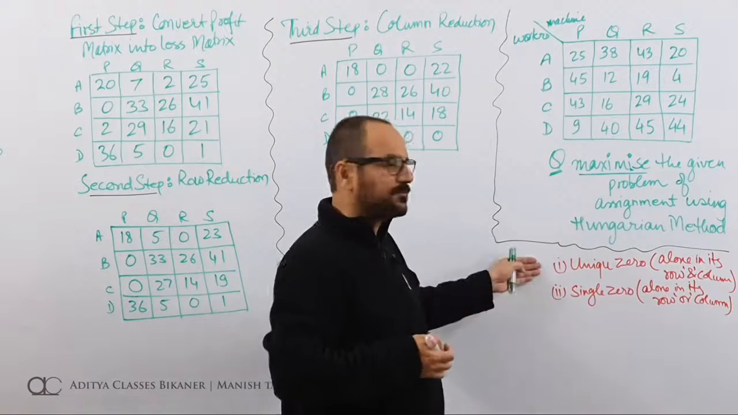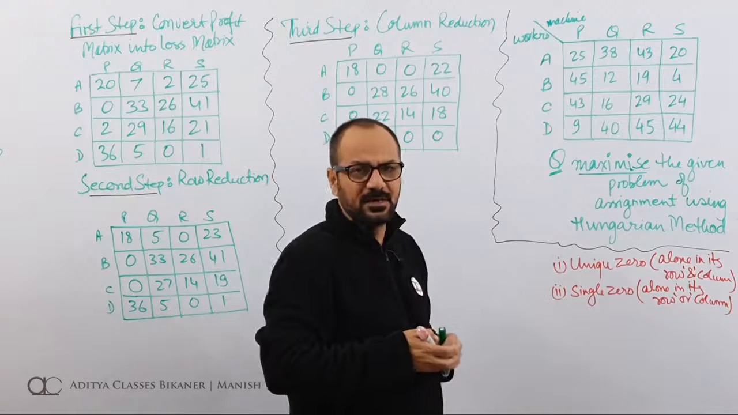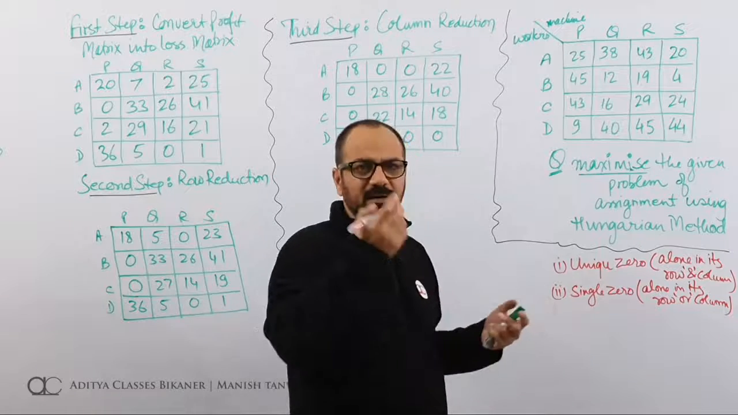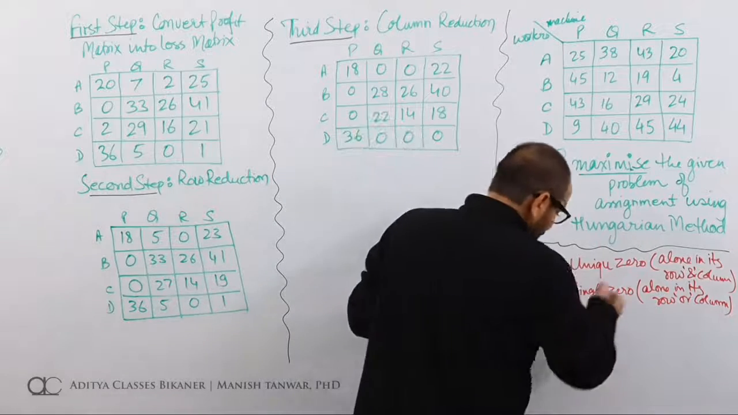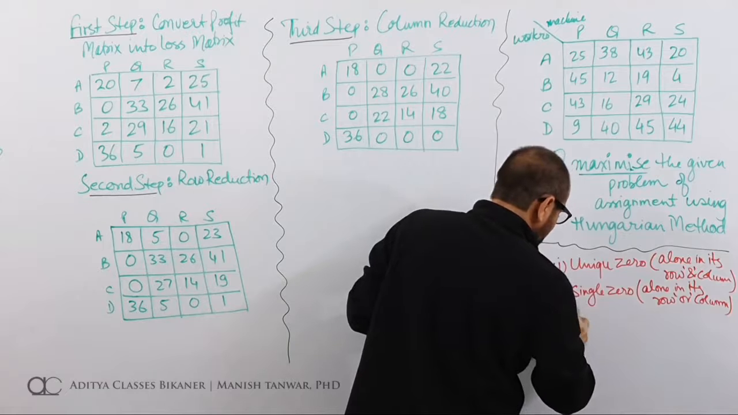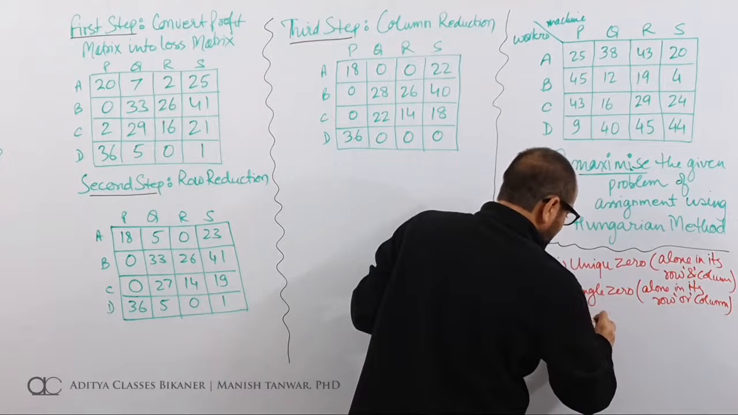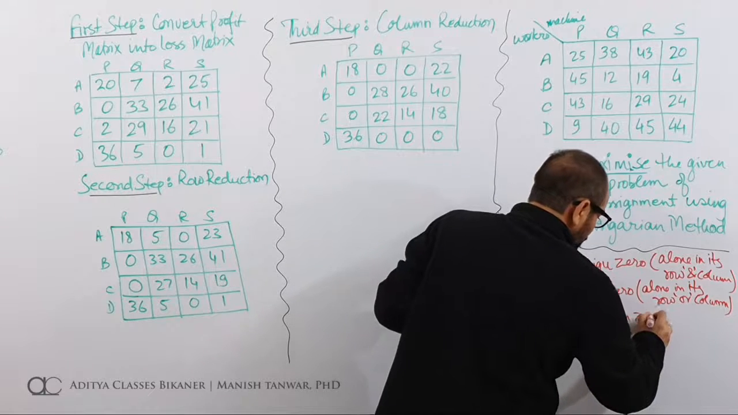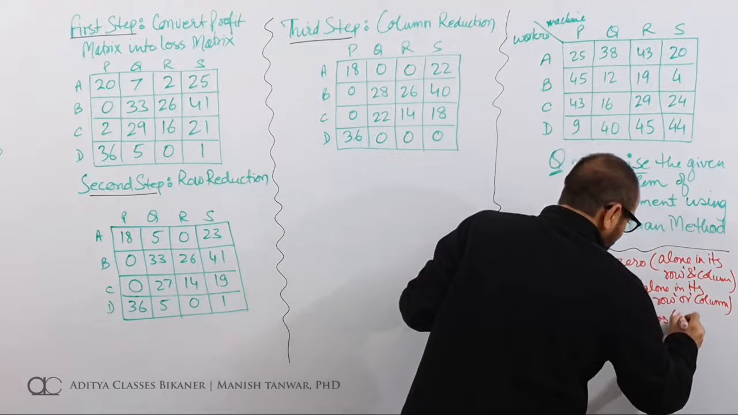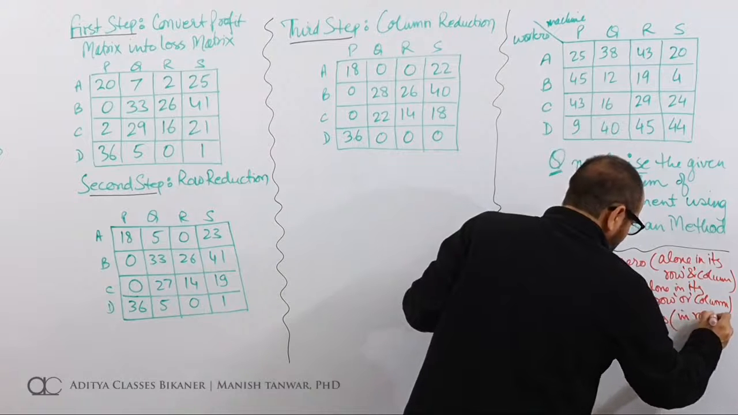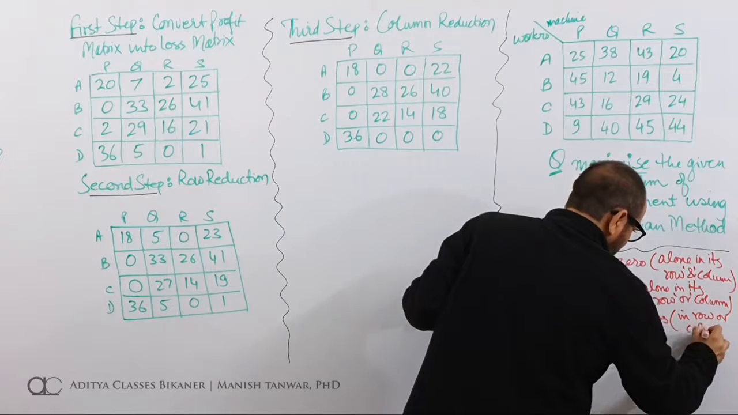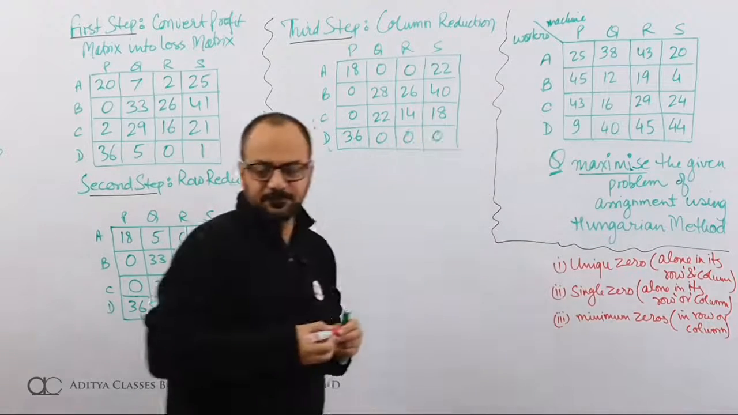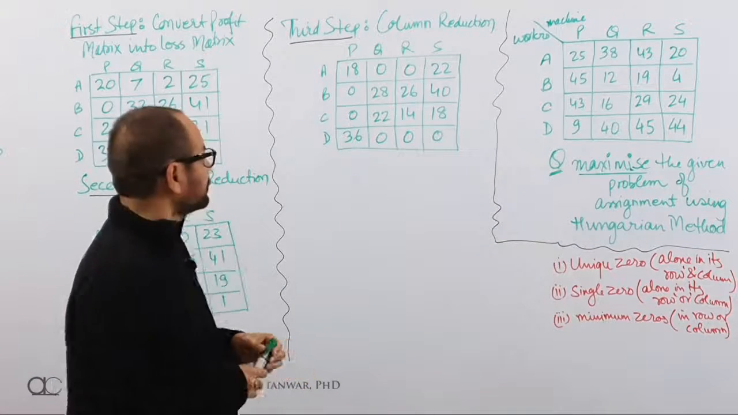So first of all, you should look for unique zeros. Second, you should look for single zeros. If there are single zeros, go ahead and assign. If there are unique zeros, go ahead and assign. And if you do not have either of these cases, then look for minimum zeros in row or column. These are the priorities for our assignment.